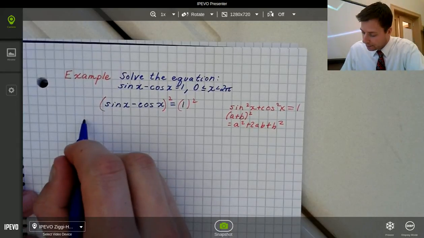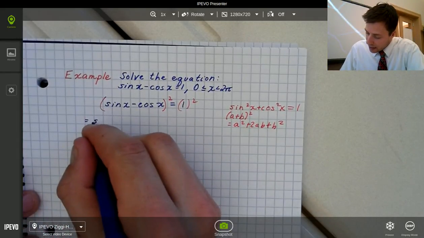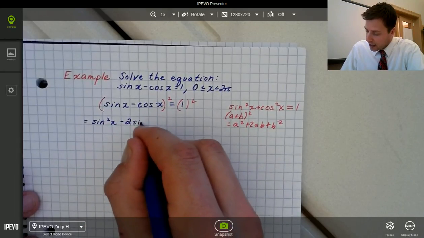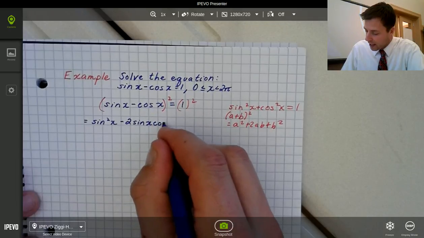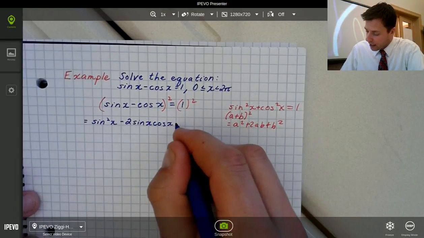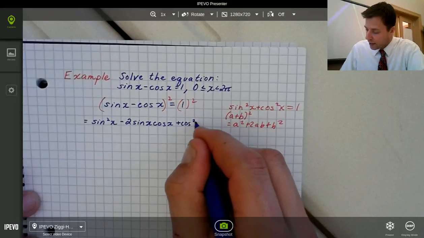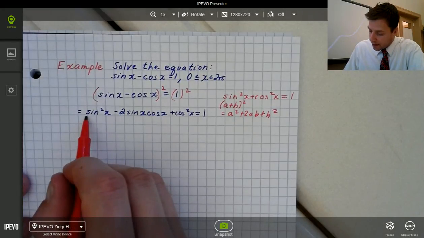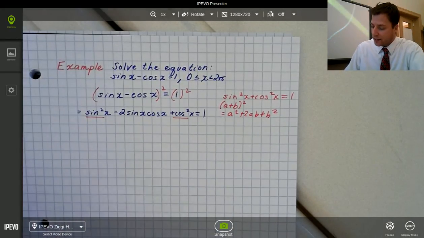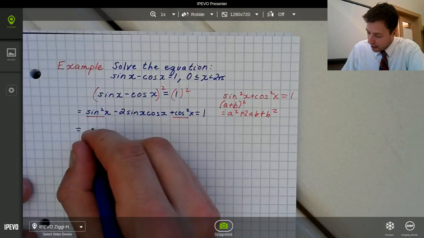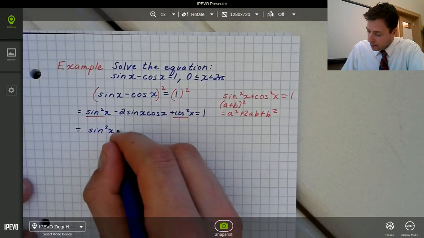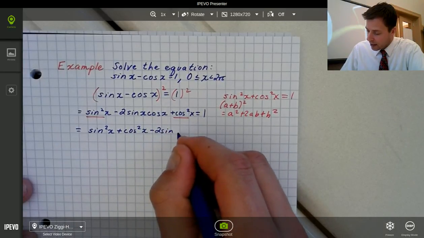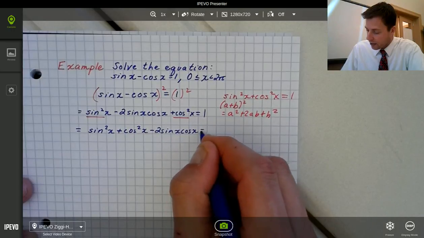Okay, so you're going to get sine squared x minus 2 sine x cosine of x plus cosine squared x equals 1. There's my squared out equation. And notice I have this and this. So let's just go ahead and rewrite this thing: sine squared x plus cosine squared x minus 2 sine x cosine of x, and that all equals 1.